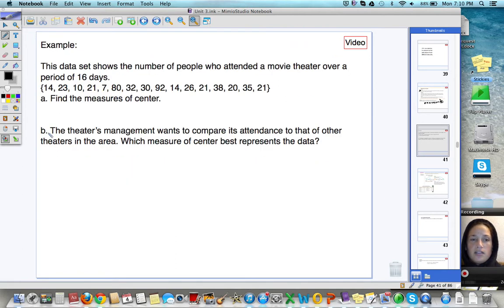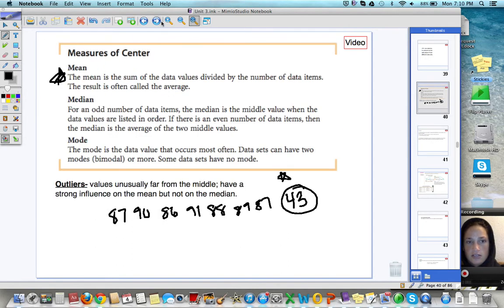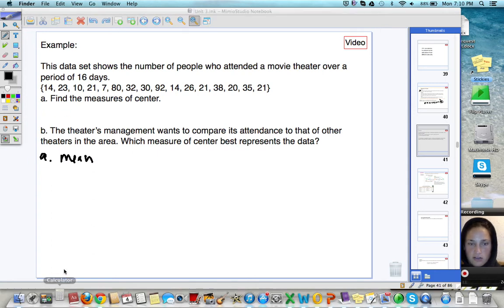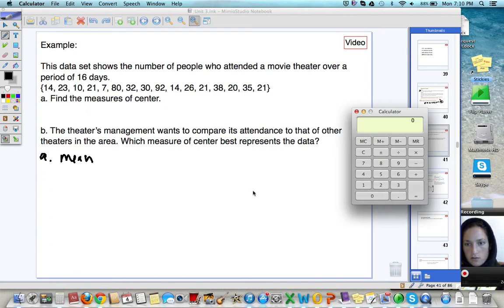So, example: the data shows the number of people who attend a movie theater over a period of 16 days. Find the measure of center. Again, our measures of center are these three things. A, the mean. What we're going to do is add up all these numbers. I'm going to show this on the calculator for you.